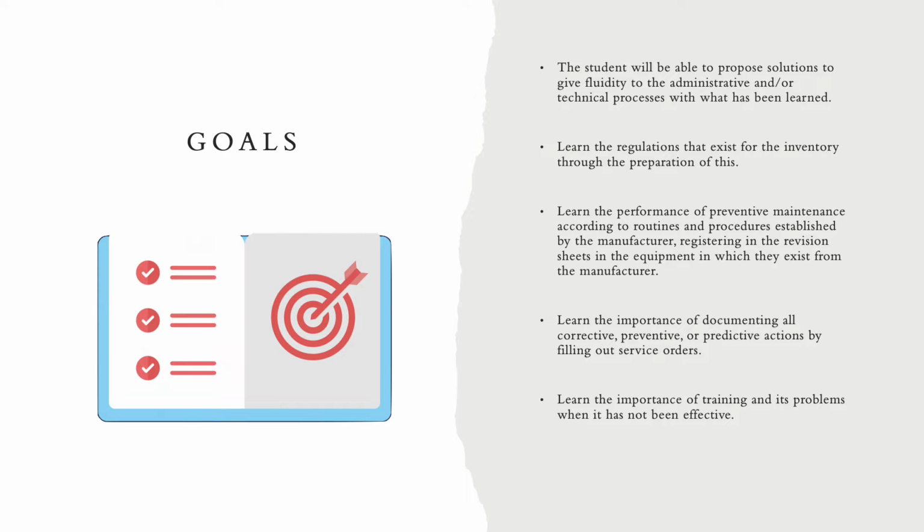Goals. The student will be able to propose solutions to give fluidity to the administrative and/or technical processes with what has been learned. Learn the regulations that exist for the inventory through the preparation of these. Learn the performance of preventive maintenance according to routines and procedures established by the manufacturer. Registering in the revision sheets in the equipment in which they exist from the manufacturer.